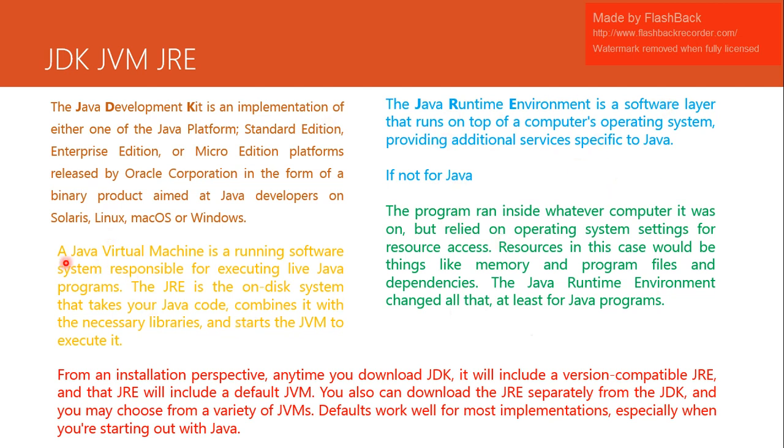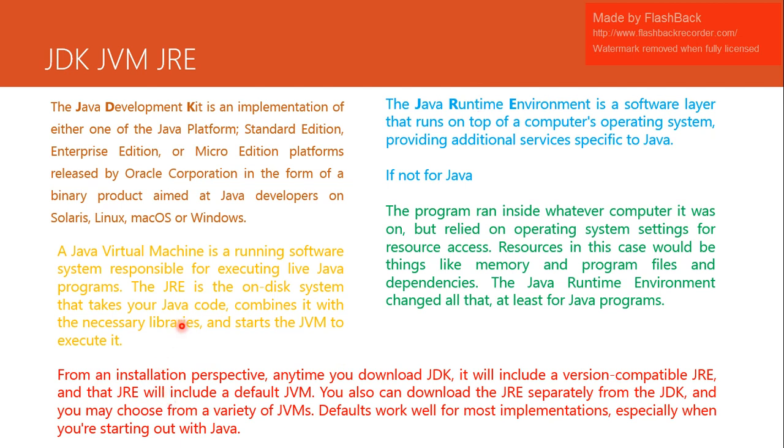So that's a little bit on the Java Runtime Environment. Now let's look at the JVM, the Java Virtual Machine. The word virtual should let you know what it means. It's a piece of software itself, but it is contained in the JRE. It is the Java Virtual Machine that actually helps in running your code. The JRE has the Java Virtual Machine inside it. The JRE is more like an on-disk system that takes your Java code, combines it with many other libraries and resources, and gives it to the JVM to run.